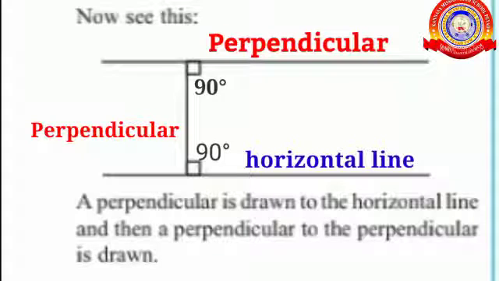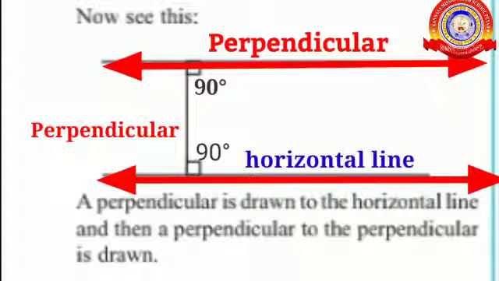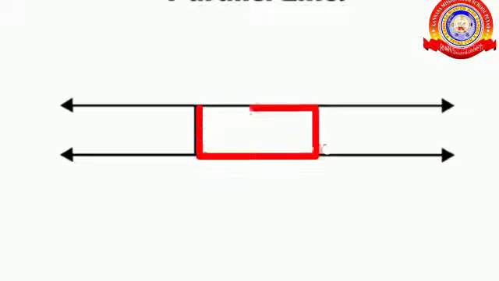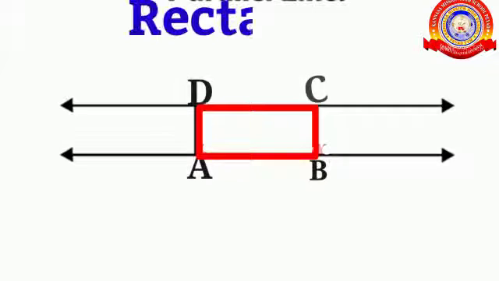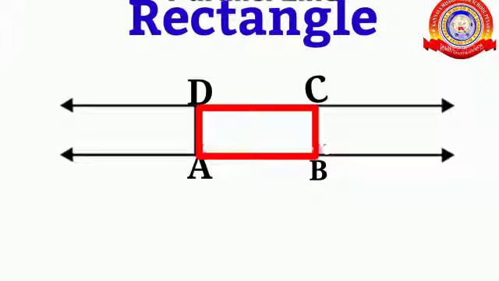Now see this figure. A perpendicular is drawn to the horizontal line, and then a perpendicular to the perpendicular is drawn. Here the top and bottom lines are also parallel. Between the parallel lines we can draw a rectangle and name it rectangle ABCD. In the rectangle there are four sides AB, BC, CD and DA.